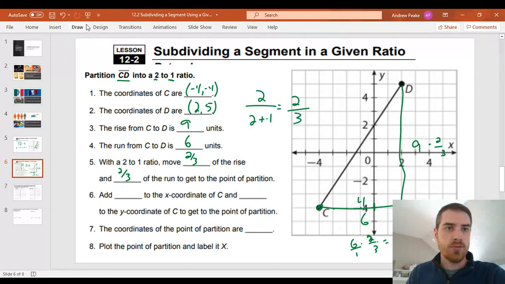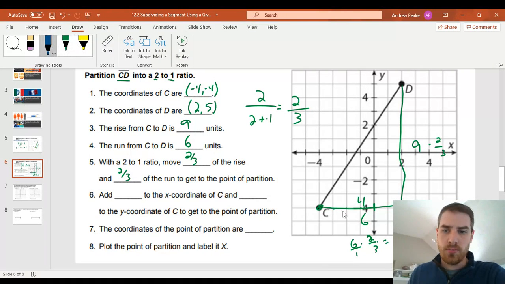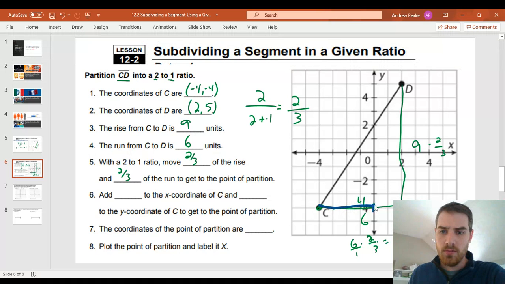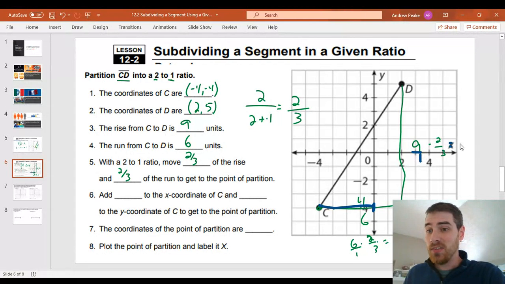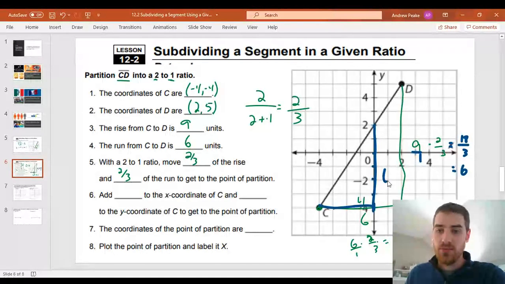And then let me just do a different color. So I'm going 4. And then for 9, I'd make that 9 over 1. So it'd be 18 over 3, so it'd be 6. 9 times 2 is 18, 1 times 3 is 3. So that'd go up 1, 2, 3, 4, 5, 6. So I went over to the right 4 and then up 6.